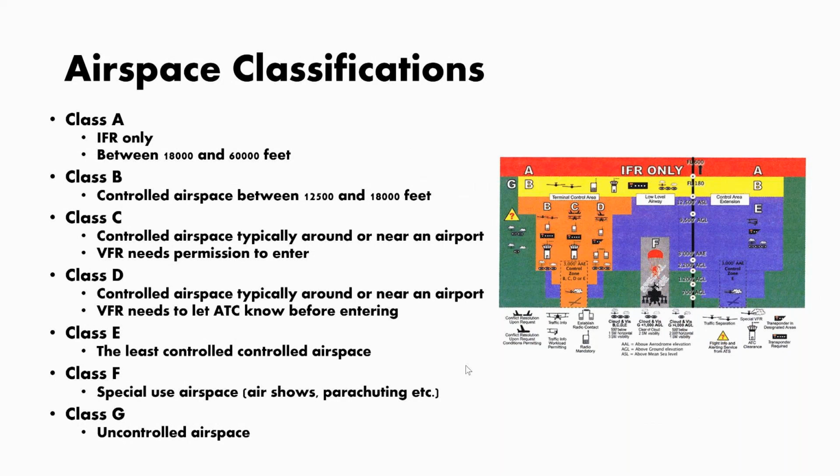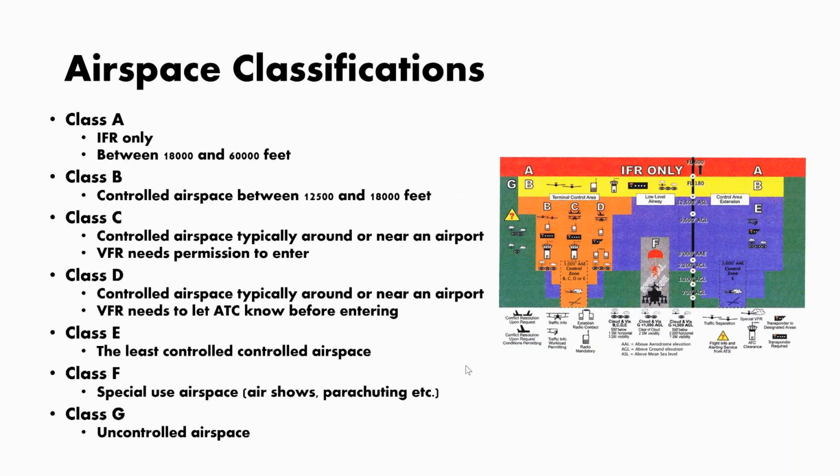Class E is basically just the least controlled airspace, essentially. You don't need permission. I believe you don't need to tell anyone that you're even going in, but I believe there is a controller you can talk to if necessary to resolve conflicts and things like that. But the way I remember it is it's the least controlled airspace.